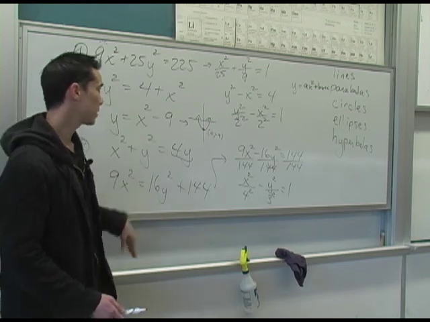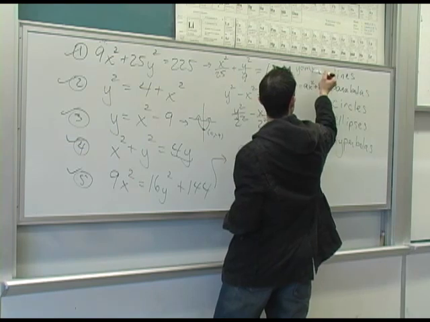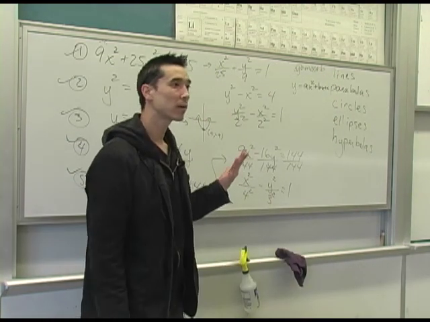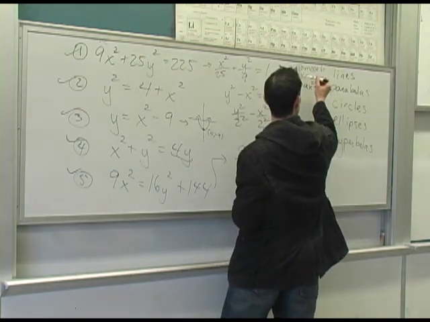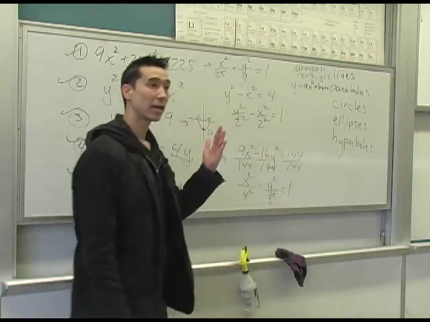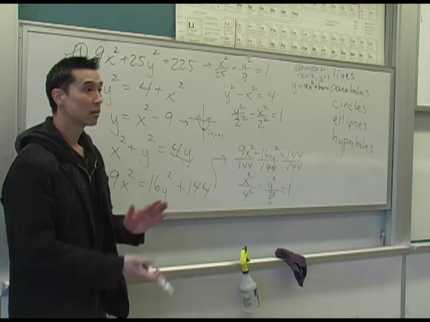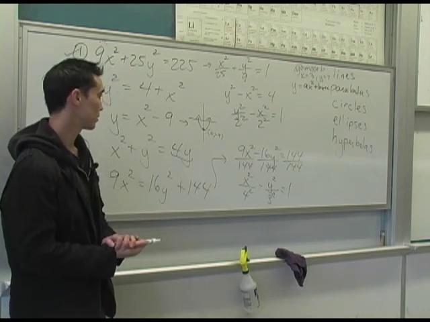And don't forget lines. I didn't have any lines today, but anything like y equals mx plus b, anything where you have y and x, but there's no square term, right? Those are all lines. Those are all linear. You could also have just x equals some number or y equals some number. Those would be a vertical line and a horizontal line, okay? And you need to know all of these. Lines, parabolas, circles, ellipses, and hyperbolas.